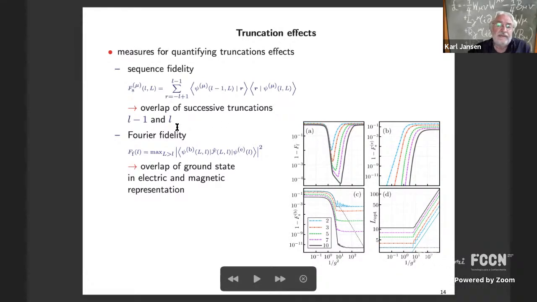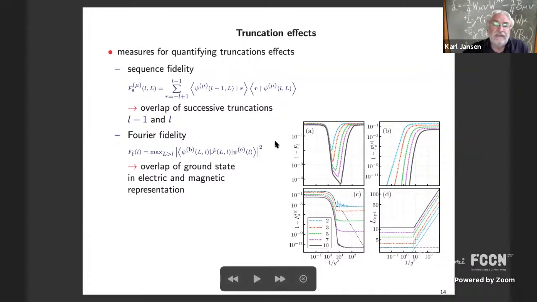And the Fourier fidelity is simply, I have for a given small l and capital L, my ground state wave function in the electric basis. Then I perform this Fourier transformation and I look at the overlap with the ground state wave function in the magnetic basis. And this is what you can see here. So this is the infidelity. What I want is that this number should be very small to have really a measure of how well the electric and the magnetic basis works, and also how well the truncation works.